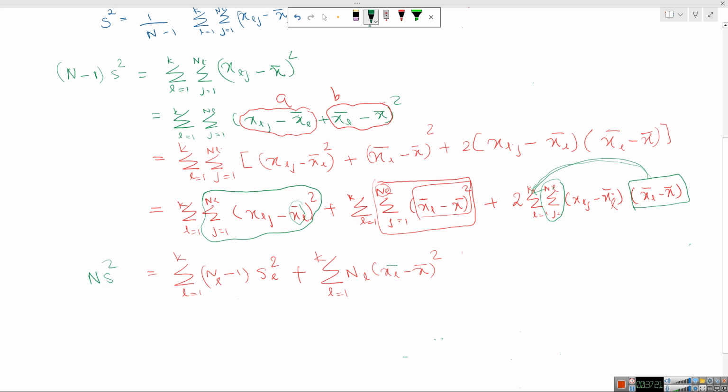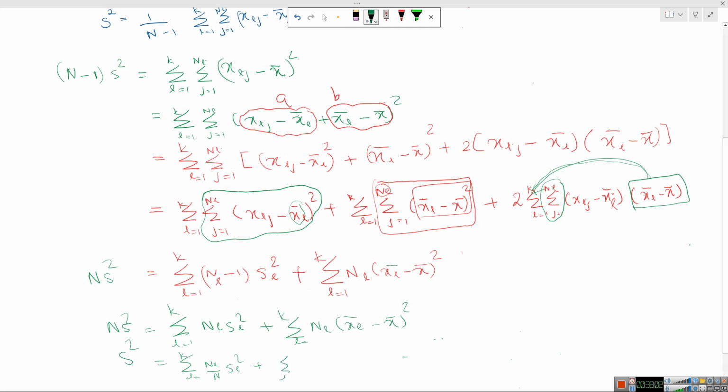So n squared is equal to, again, summation i is equal to 1 to k ni si squared plus summation i is equal to 1 to k ni xi bar minus x bar holding square. Okay. Now I can divide the entire equation by capital N. So it becomes s squared is equal to summation i is equal to 1 to k ni divided by n si squared plus ni divided by, here I forgot to write the summation.